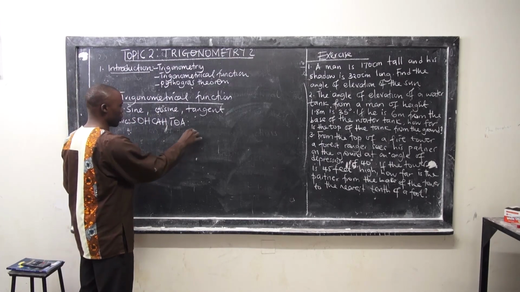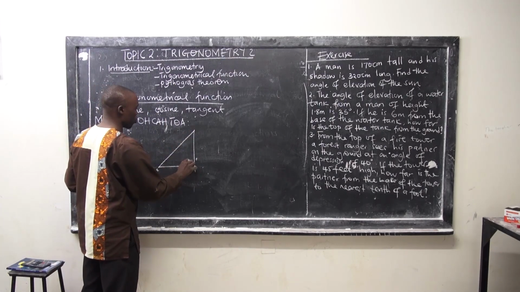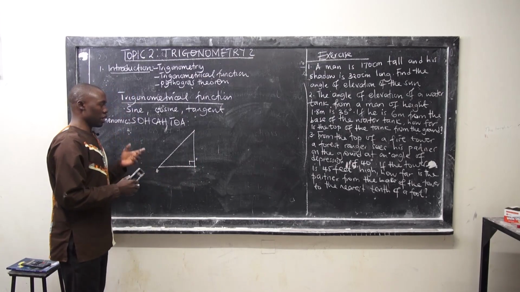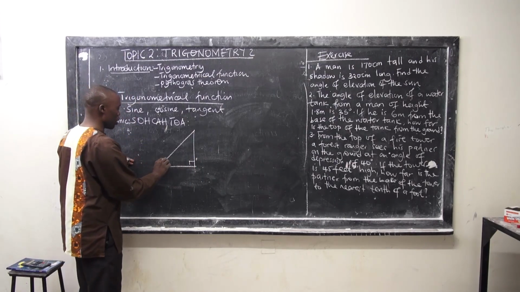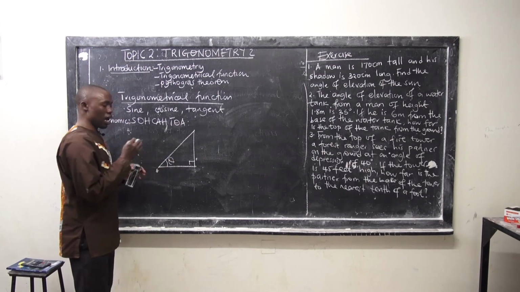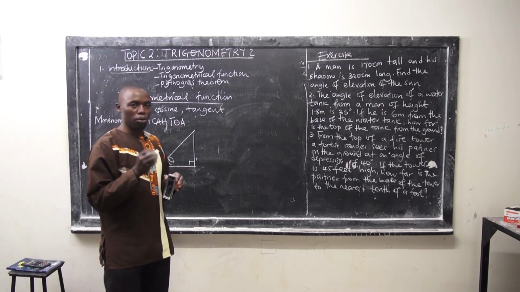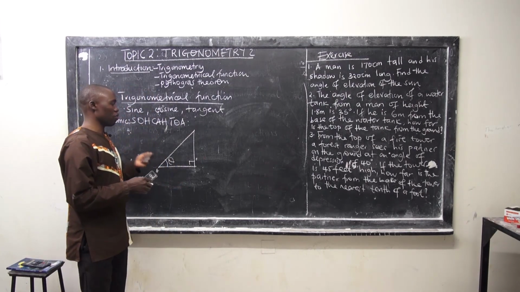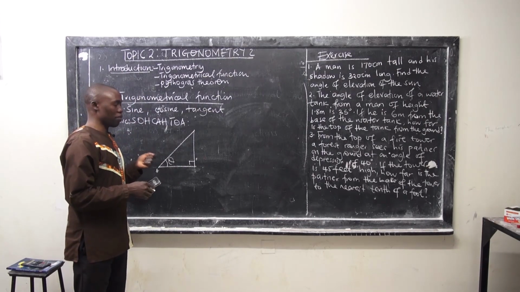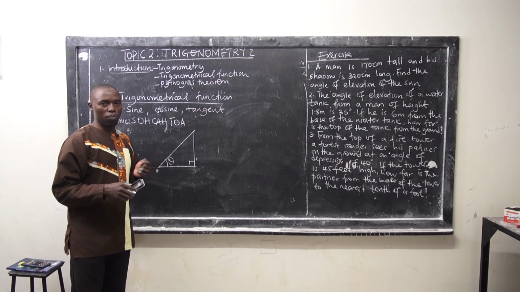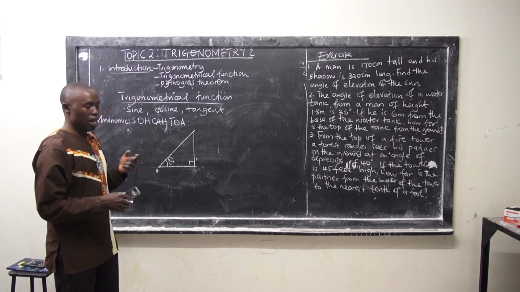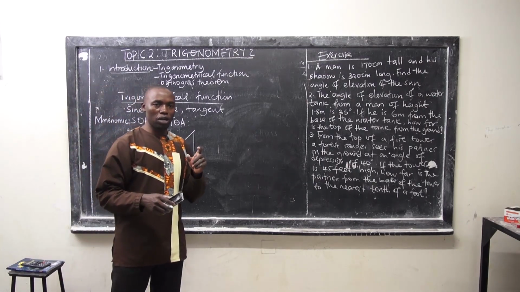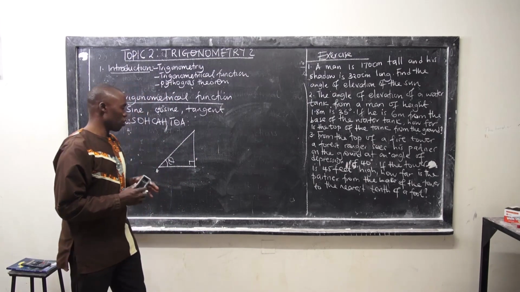Let's look at this right angle. Basically in trigonometry, the trigonometrical functions become important, or they become meaningful when we look at them on a right angled triangle. Otherwise, if there are other types of triangles, then we always create a right angled triangle.